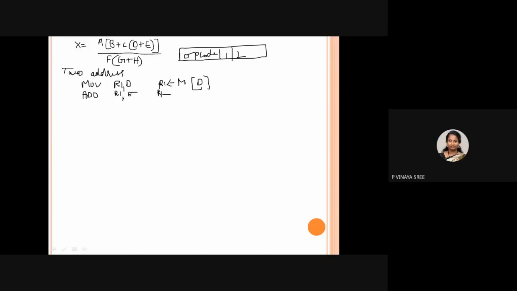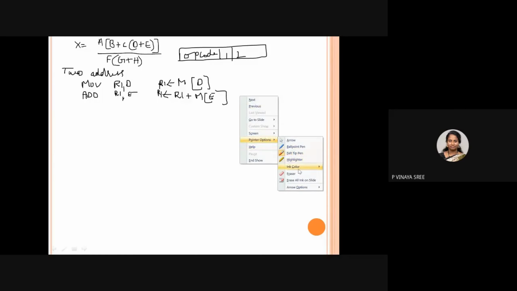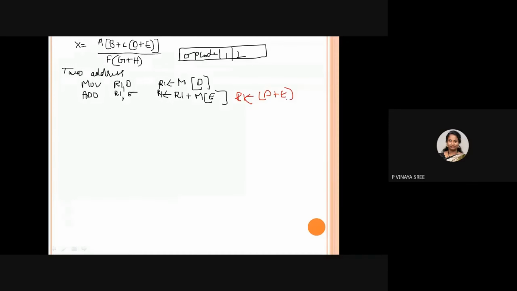Add R1 comma E means inside register R1 we already have D. Again we go to memory location E and get the data, and we perform addition of R1 with that memory location's data, and the result we store back in R1. So in R1 we have D plus E.